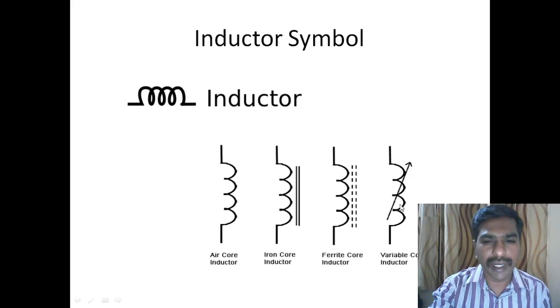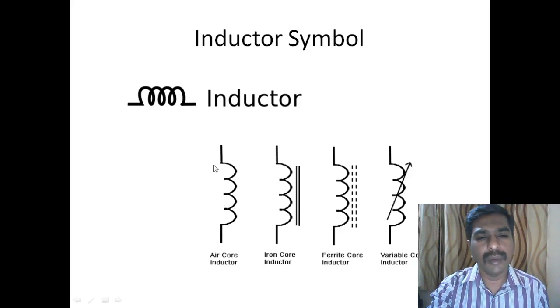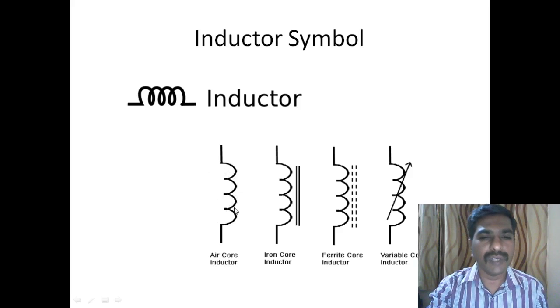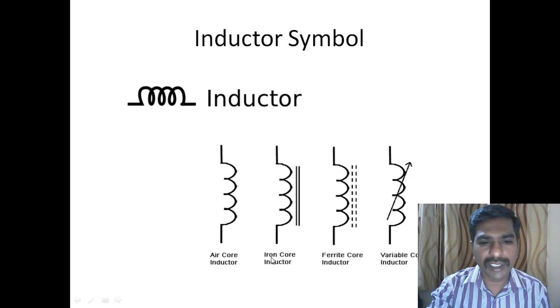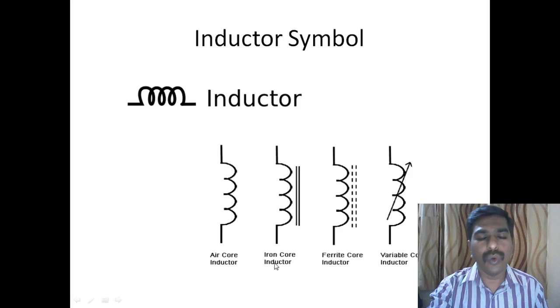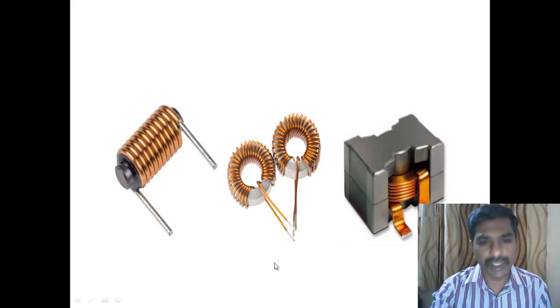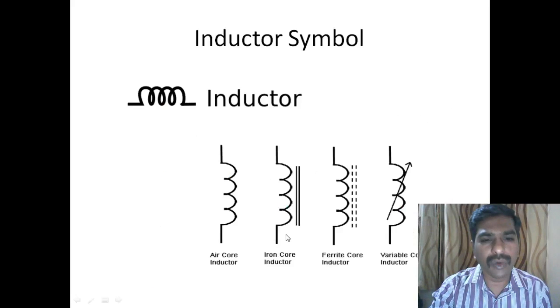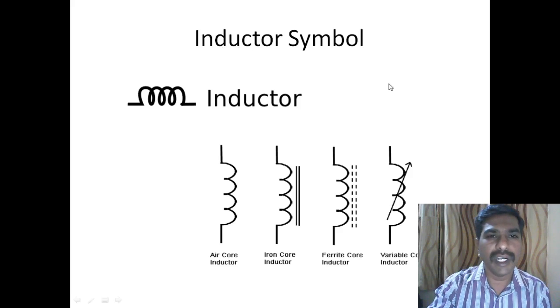And there are different kinds of symbols. If it's just a coil, it's called an air core inductor, meaning the coil is surrounded by air. If it has two lines, that is an iron core inductor. The core has iron, so you can see inside it's iron. That is called an iron core inductor. A ferrite core inductor, ferrite meaning magnet, is drawn with a dotted line. If it has a dotted line, it's a ferrite core inductor. Then a variable core inductor has an arrow mark indicating a variable core. This is the inductor symbol.